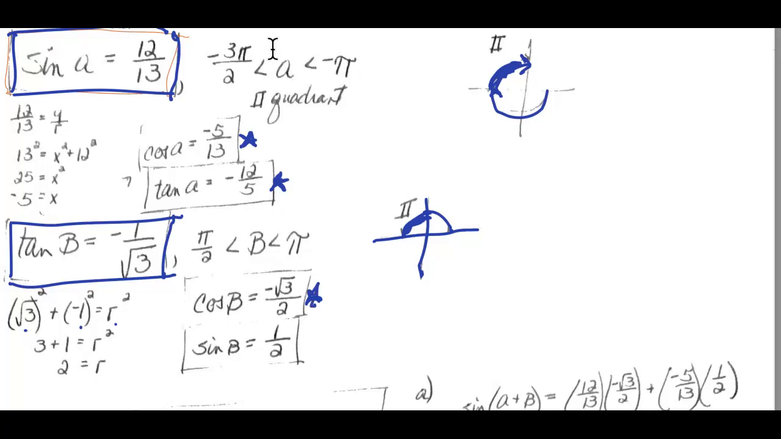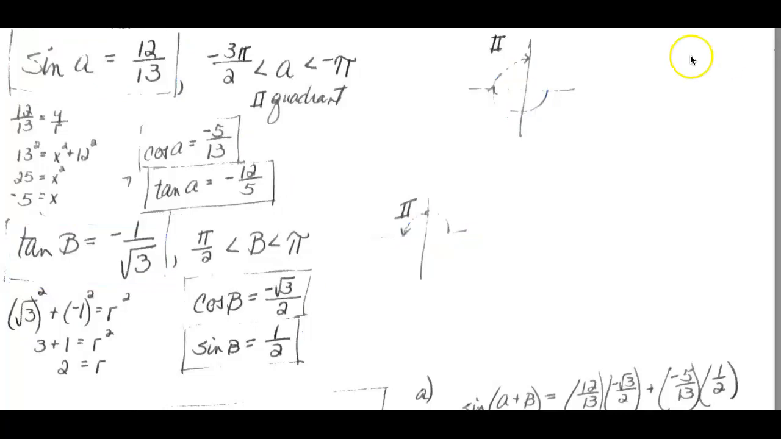And then the sine is going to be y over r, which is +1 over 2, because sine is positive in the second quadrant. So now I've got 6 pieces of information to work with. I know the sine, cosine, and tangent of alpha, and I know the sine, cosine, and tangent of beta. Okay, so let's move to our problems.